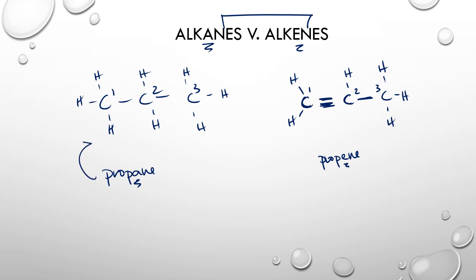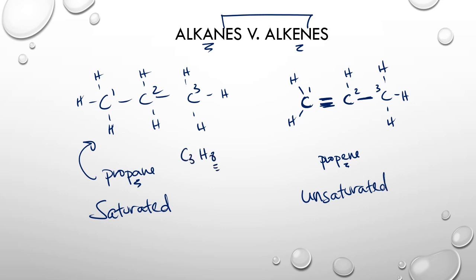Because this propane molecule is as full with hydrogens as it can possibly be, we're going to call it a saturated hydrocarbon. Propene is not saturated, it is unsaturated because it's missing some hydrogens. Notice that this guy is C3H8, this guy is C3H6, fewer hydrogens, not as many as possible. Because of that double bond, we're going to call it unsaturated.